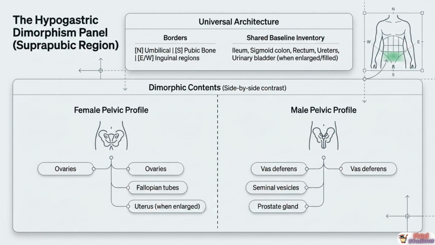Beyond this shared baseline, the hypogastric region displays sexual dimorphism, different contents based on biological sex. In the female pelvic profile, the hypogastric region additionally contains both ovaries, both fallopian tubes, and the uterus when it is enlarged, as in pregnancy or fibroids. A full-term uterus extends well into the umbilical and even epigastric regions. In the male pelvic profile, the hypogastric region additionally contains the vas deferens, the seminal vesicles, and the prostate gland. The prostate sits immediately inferior to the bladder and surrounds the urethra, making this region the primary zone of benign prostatic hyperplasia and prostate cancer diagnosis in males.